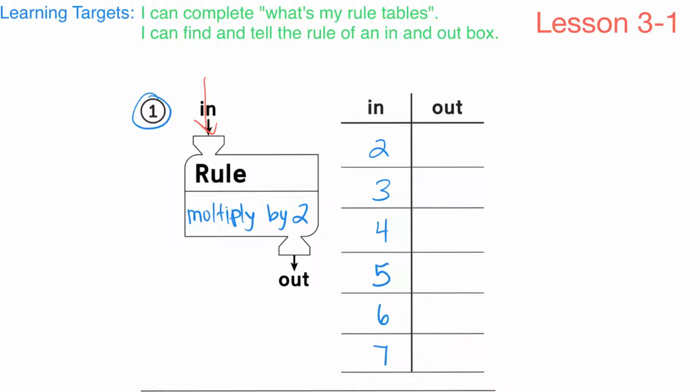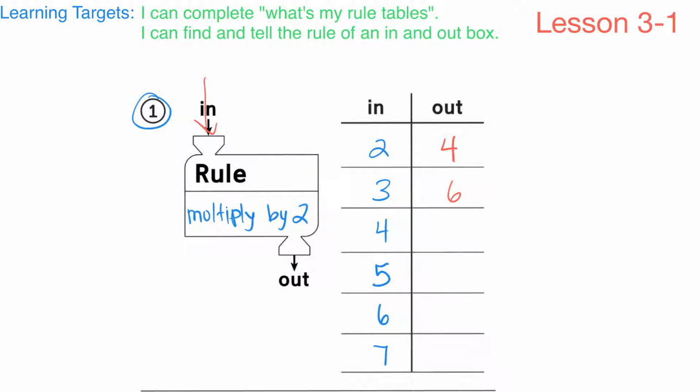So we're going to take and put 2 in. We're going to multiply it by 2. So we're thinking 2 times 2 equals 4. So we put the number 2 into this in and out box. We multiplied the number 2 by 2, and out came number 4, so we record it in our out column. Let's do the same thing with 3. So we're going to take 3, put it in, multiply it by 2. 3 times 2, I can do 3 plus 3, and that would equal 6.